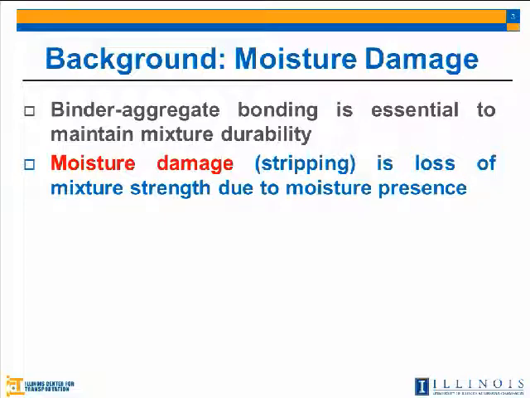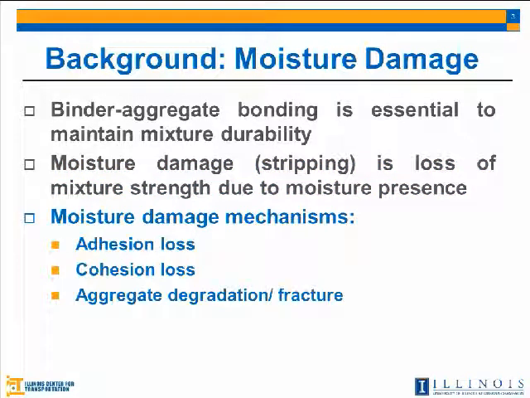In other words, moisture damage is the loss of asphalt pavement strength, durability, and stability due to the presence of moisture. Now, the moisture deteriorates asphalt pavement through three main mechanisms: the loss of adhesion bond between aggregate and binder, the loss of cohesion bond within the binder itself, and the aggregate degradation or fracture due to freezing and thawing cycles. We can have one of these mechanisms or more working at the same time in asphalt pavement.